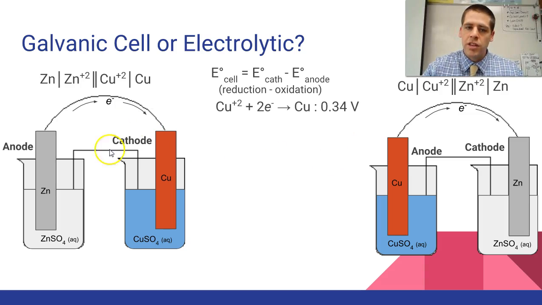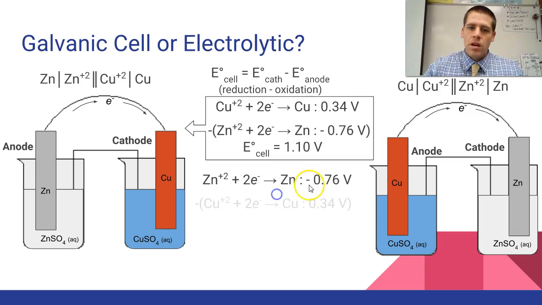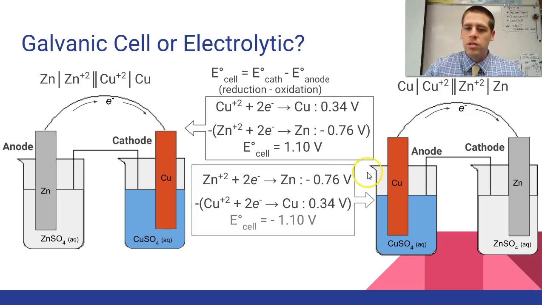So let's calculate this one on the left first. Copper has to be getting reduced, which we've already said, so that one stays the same, but the zinc is being oxidized, so we flip the sign on that one. Add them together and it comes out to 1.1 volts. For the one on the right, it'd be essentially the same but reverse. Zinc is being reduced, and so we leave that one the same. Copper is being oxidized, and so we have to flip the sign on that one. So it becomes negative 0.34, where it was positive 0.34 up here. Add those together, and it's the same magnitude, but now negative.